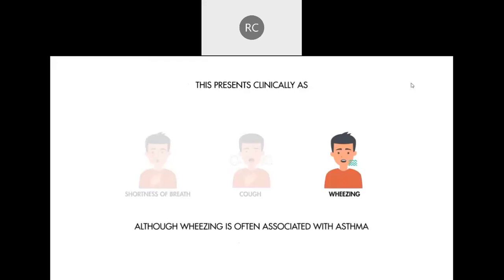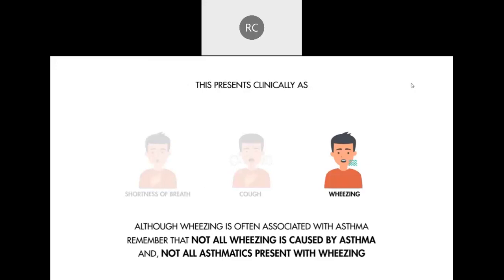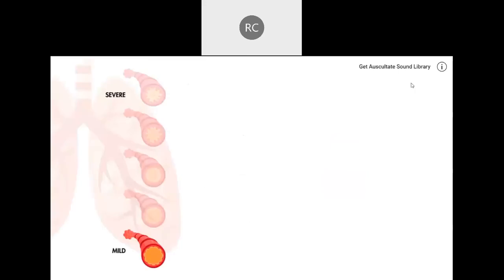The presentation clinic adds, although wheezing is often associated with asthma, remember that not all wheezing is caused by asthma, so we got to remember that as well. And not all asthmatics present with wheezing. So everybody doesn't present with wheezing just because they have asthma. And they're going to give you some examples here.